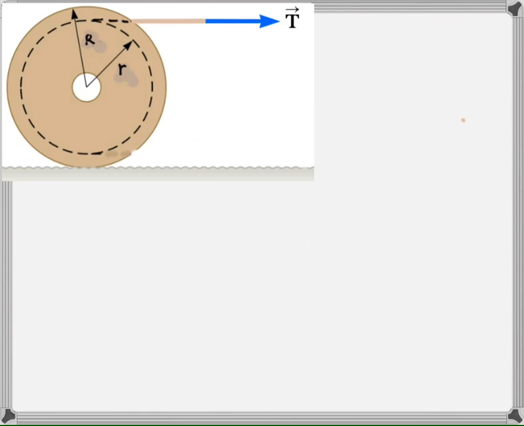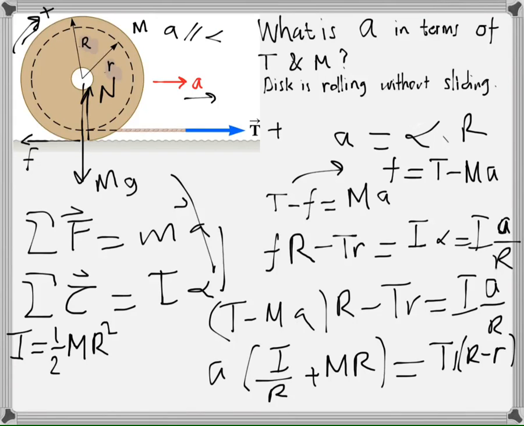So, then A is equal to T times (R minus r) divided by the moment of inertia divided by R, plus m times R.